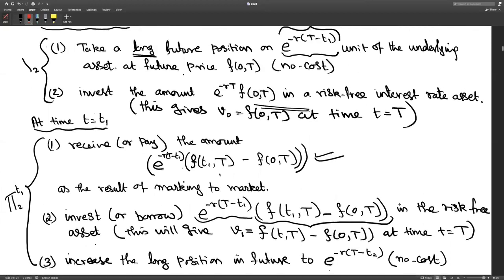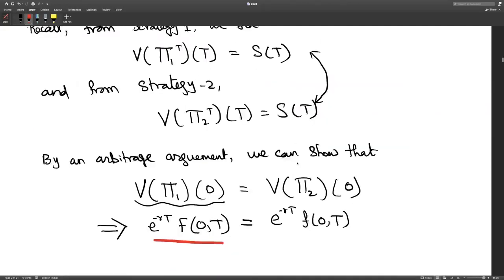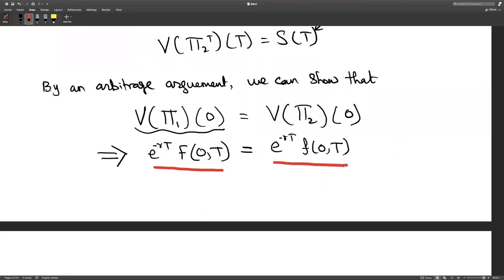Let us recall. At time t equal to 0 in pi 2, the first step had no cost, and in the second step we invested this much money in the risk-free asset, right? So that is the cost involved, and that is what I have written here. So that implies F(0, T) is equal to F(0, T).